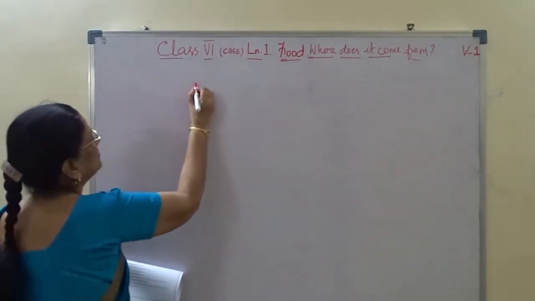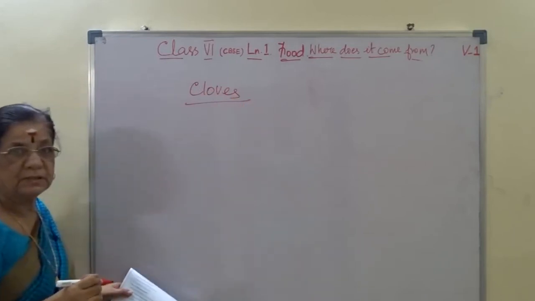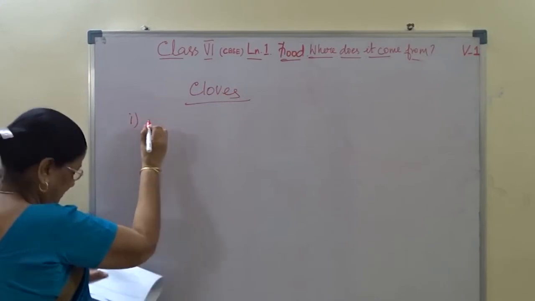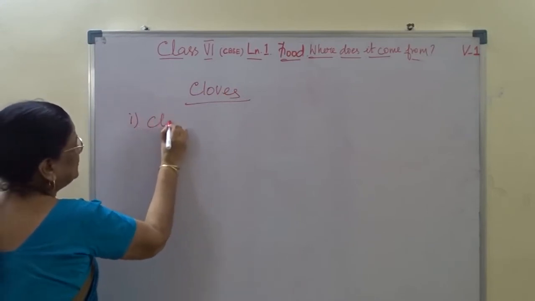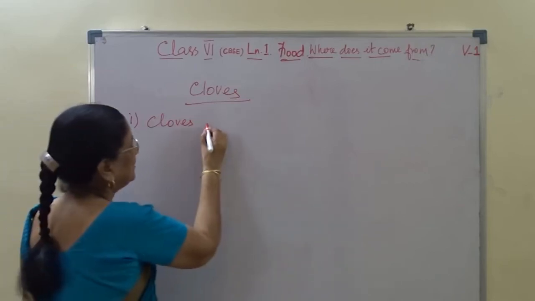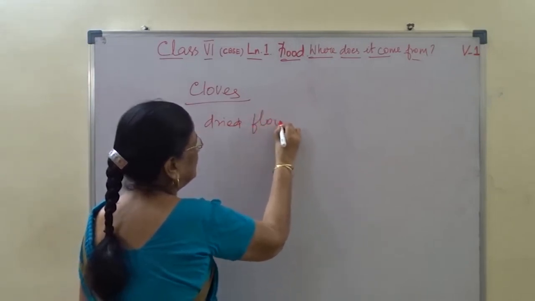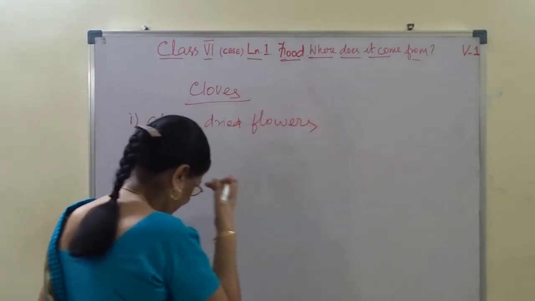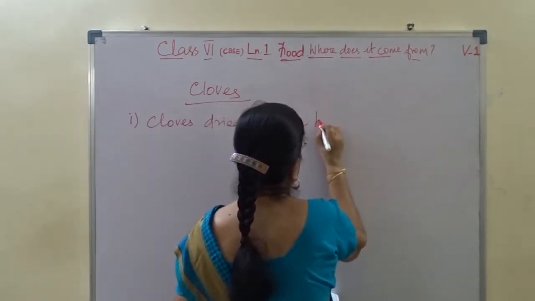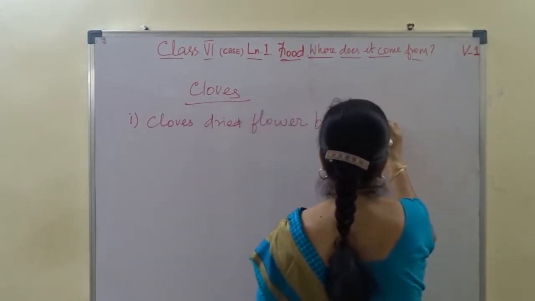Cloves na kram. Kram theriyuda? Na cloves. Cloves are dried flowers, cloves are dried flowers with the bud. Dried flower buds of the clove tree.